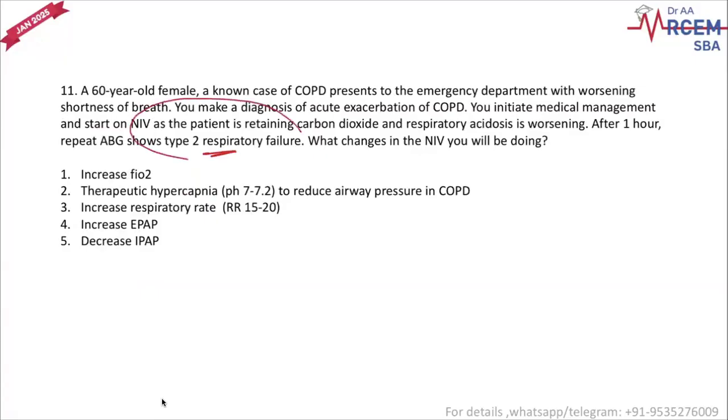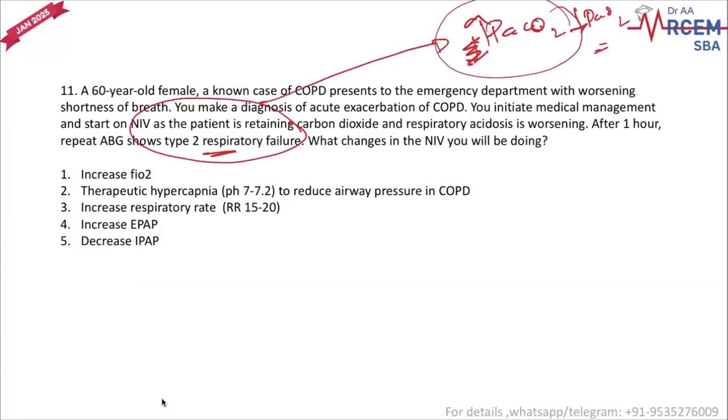I have not taught you type 2 respiratory failure, which we'll be learning in the respiratory chapter. Basically, it means there is retention of PaCO2. High PaCO2 values with low PaO2 values is type 2 respiratory failure. In type 2 respiratory failure, the first thing we concentrate on is the high PaCO2. Sometimes even PaO2 values might be normal in type 2 respiratory failure. The main parameter we look at is the high PaCO2 values, then we call it type 2 respiratory failure. Increasing FiO2 just deals with PaO2 values, no use.